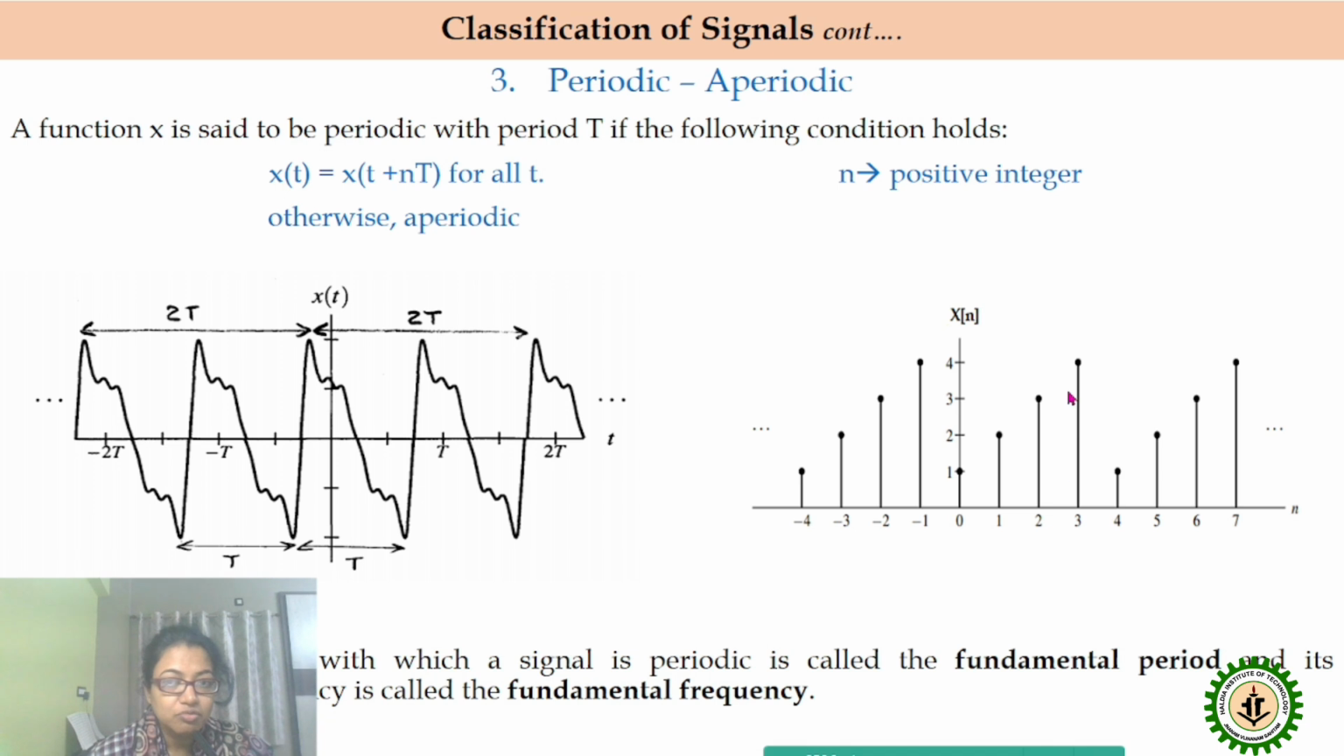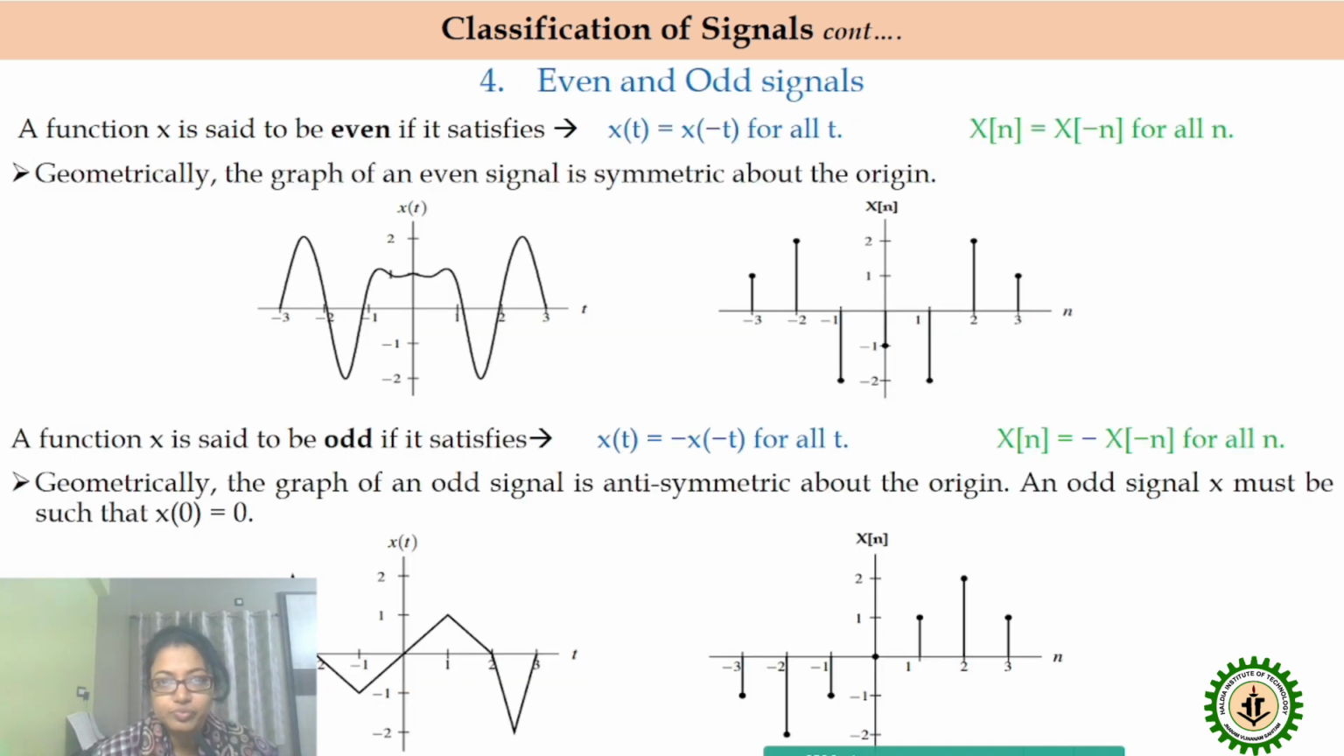It means you have to count the samples. These are called samples, and here you have to check how much time is taken to complete one cycle. The smallest period with which a signal is periodic is called the fundamental period, and this is called the fundamental frequency also.